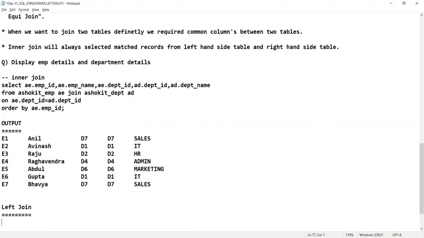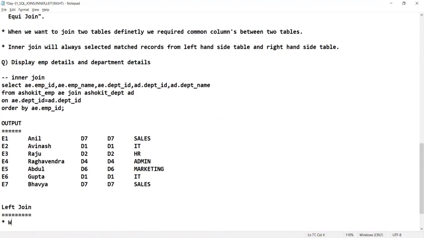When you are joining two tables with the help of the left join keyword, such a join we can call it as what? A left join, or not? When you are joining two tables with the help of the left join keyword, such a join we can call it as a left join, right?